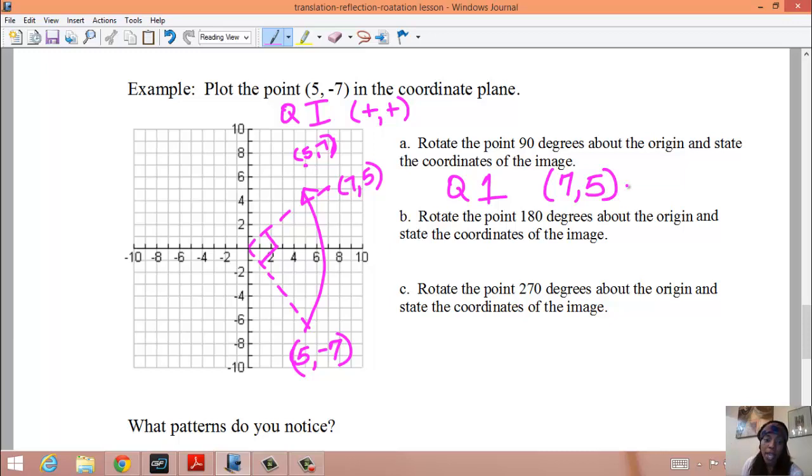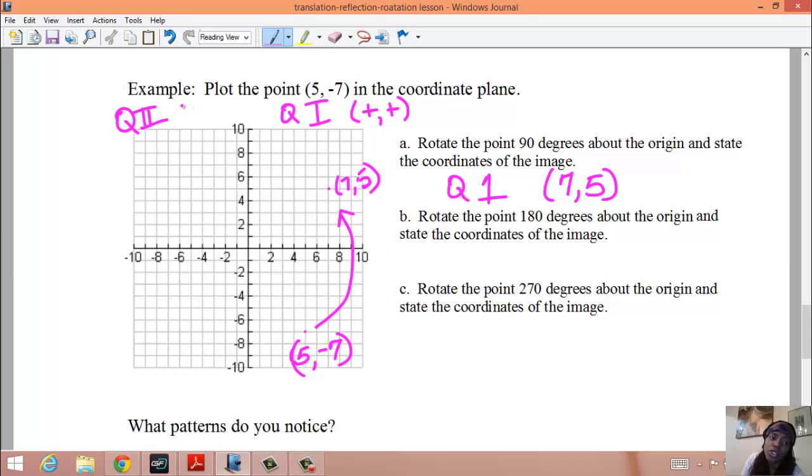So now let's go back to the pre-image, and we're now going to rotate it 180 degrees about the origin. So if it's rotating 180 degrees, what quadrant do you think it's going to land in? Remember, we're starting from the pre-image and we're rotating 180 degrees. Hopefully you're thinking that it's going to end up in quadrant 2. So let's take a look.